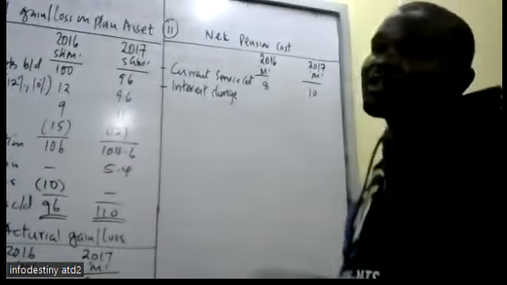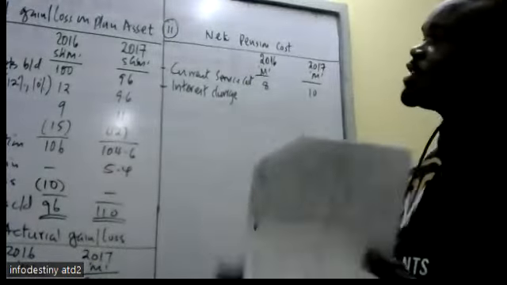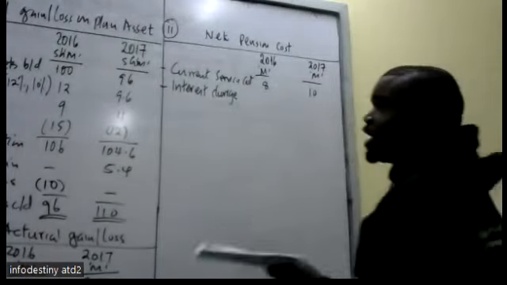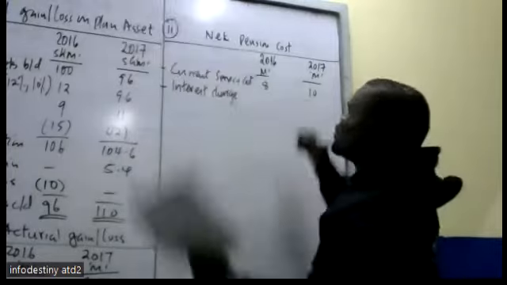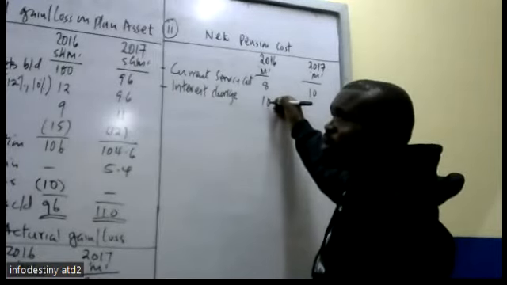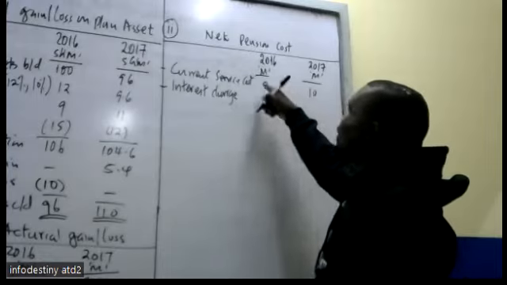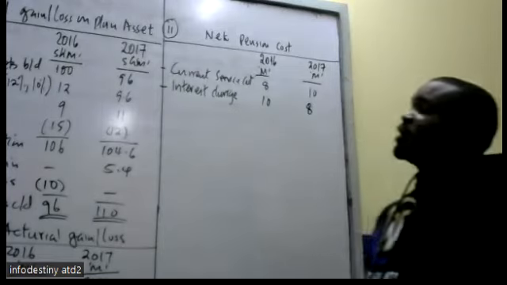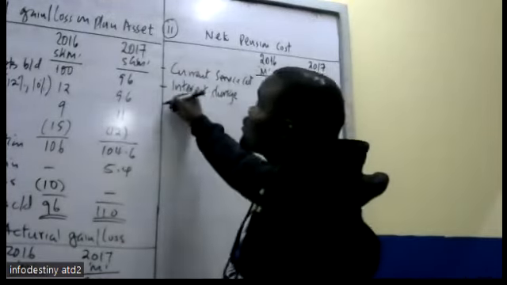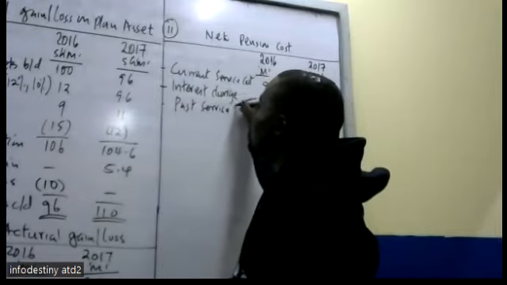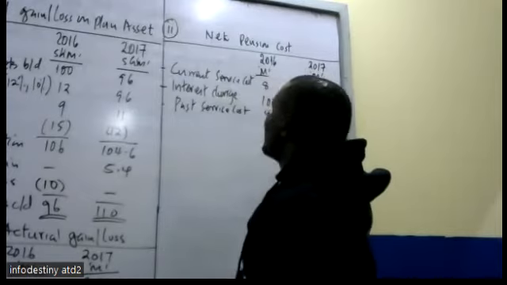Correct. By the time we don't understand what this is, we'll find out within seconds. Interest charge on your obligations was 10. Or 8 and 10, 10 and 8. Okay. Past service cost will also be charged in the current year. Past service cost 4.